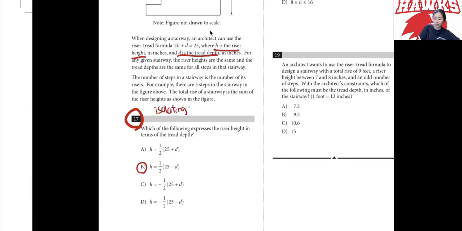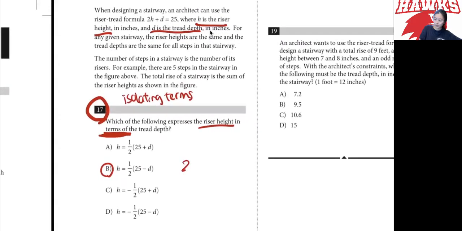So this question will be isolating terms, and by now I think you've seen many questions like this. Express X in terms of Y and Z. Same thing. Expresses the riser height in terms of, this keyword, terms of, meaning express the riser height in terms of the tread depth. And as you can see, the H is isolated, so that's what we're going to do.